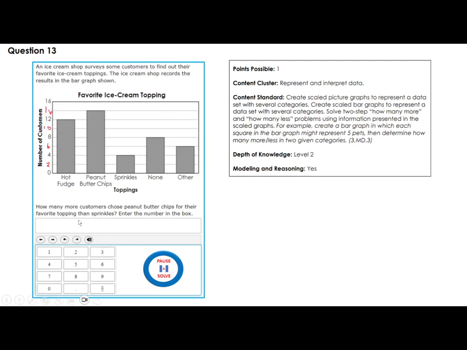Okay, so now what they're asking you: how many more customers choose peanut butter chips for their favorite topping than sprinkles? That's sprinkles. So you're comparing these two. So you can go ahead and write down here 14, and here I have 4, and the difference is 10. Very straightforward.